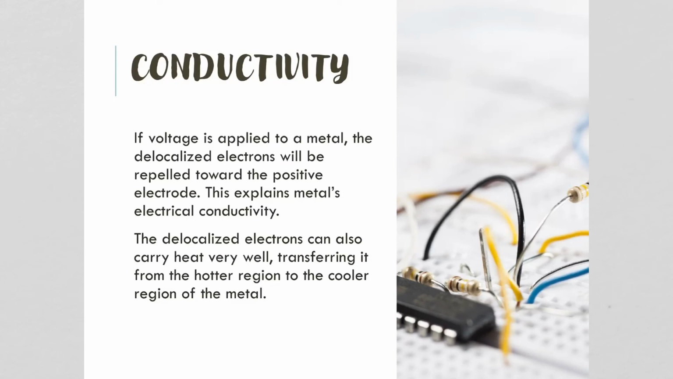If voltage is applied to a metal, the delocalized electrons will be repelled towards the positive electrode, and that will explain metals' electrical conductivity. So the electrons just travel right through the metal towards the positive electrode. So that's why metals are good electrical conductors. Those delocalized electrons can also carry heat very well. So they can transfer the heat from a hotter region, wherever the heat source is, throughout to the cooler regions of the metal, spreading that heat throughout. So that's why metals are really good conductors of heat as well.